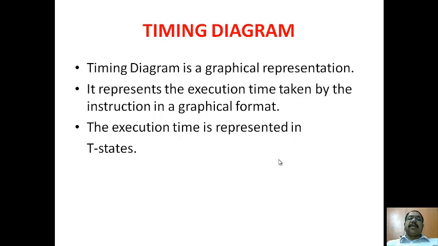Execution is basically done with respect to time. In each clock pulse, one clock pulse is nothing but a T state. For each T state, a particular task is being completed.